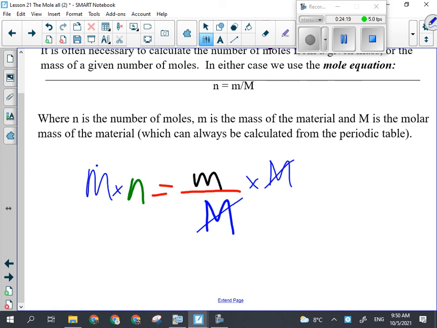There are only 4 ways I can ask you a mole equation problem. I can ask you to calculate n, number of moles. I can ask you to calculate mass. The other 2 ways, still the same thing. I can ask you to calculate moles, but I give you the number of particles instead of mass. Or I ask you to calculate the mass of a given number of particles. Those are the only 4 ways I can ask a mole equation question.